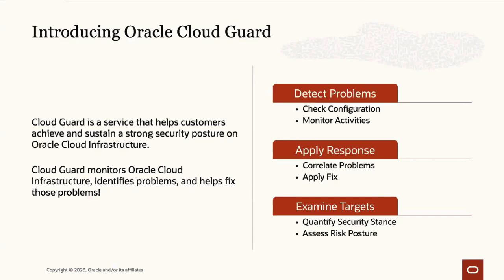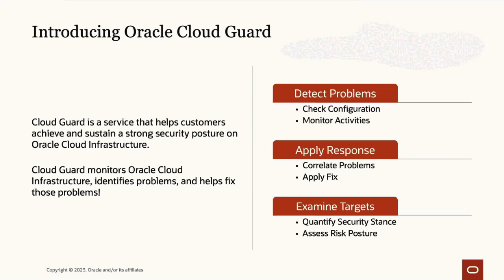So once you say that you would like CloudGuard to be active, you can choose where you would like CloudGuard to target. That's where it's going to process the data coming in on OCI to do the second two things, which is detecting problems and applying responses.